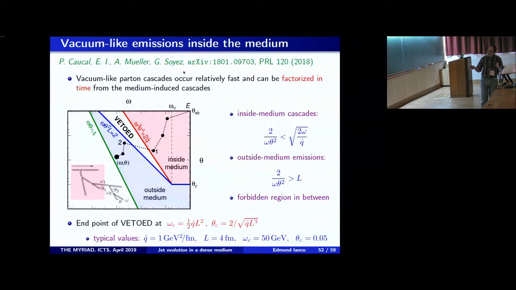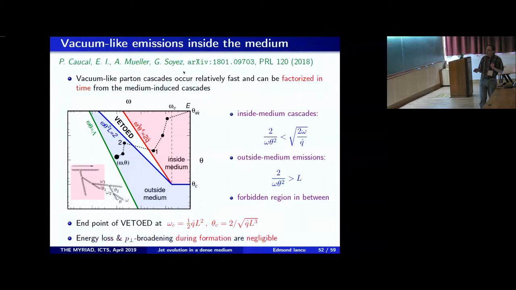All emissions between omega c and E are by definition vacuum-like, because they cannot compete with any medium-induced. But all the emissions on the left of omega c can be either medium-induced or vacuum-like. If they're on the right of this line, they're vacuum-like. If they're in the veto region, they're medium-induced. So this is veto only for the medium-induced, of course. Sorry, it's veto only for the vacuum-like. It is allowed for the medium-induced. But now I'm thinking about the vacuum-like, and from the point of view of vacuum-like, this phase space does not exist. It is one here and one there.